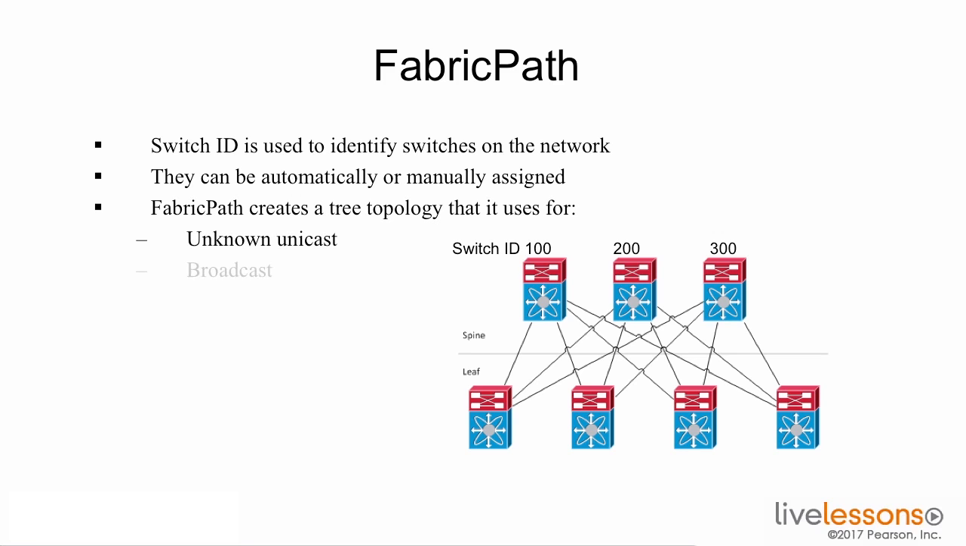FabricPath also creates a tree topology, and that tree topology is used to form a route for unknown unicasts, broadcasts, and multicasts. It elects the route on a priority basis, and the primary route will handle the unknown unicasts, and the secondary route will handle the broadcasts and the multicasts.